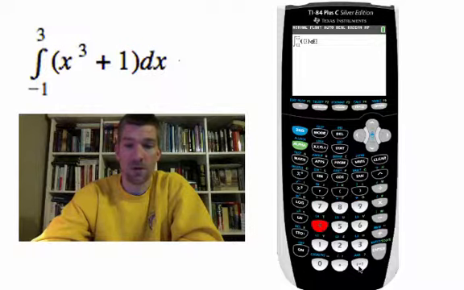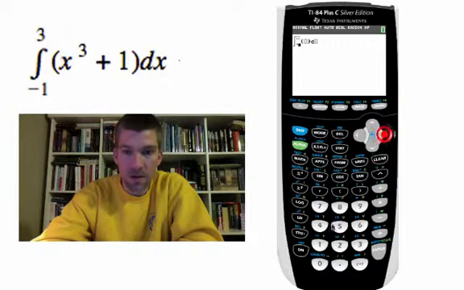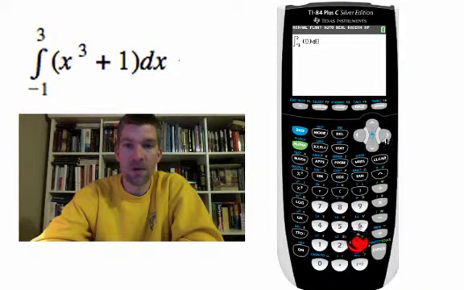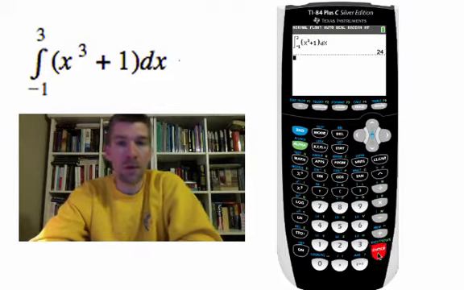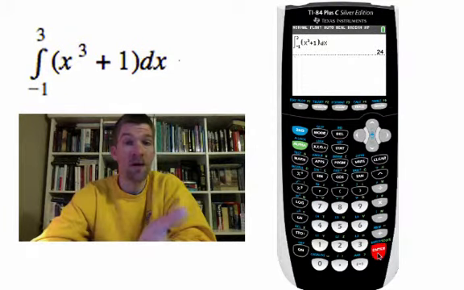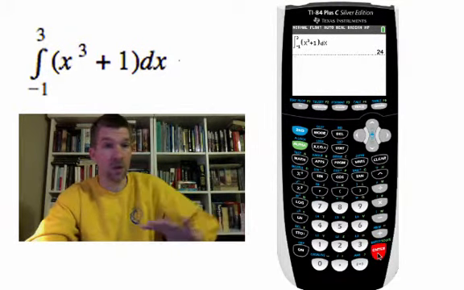So we're just going to go from -1 to 3, and whoops, that needs to be -1. Sorry about that. So we're going from -1 to 3. And then we can just type in our equation, x cubed plus 1, and then over here dx. And then boom, there it is, 24, which is what we found on our previous slide doing it with the antiderivative.